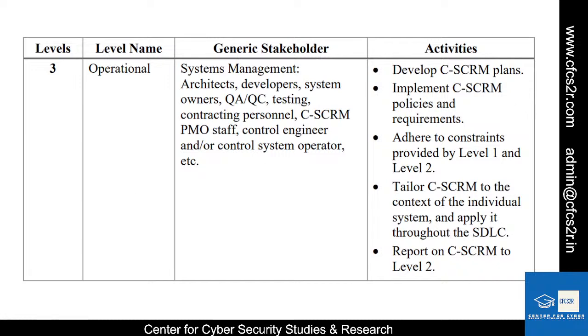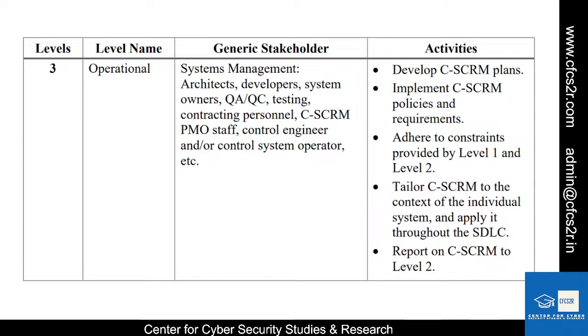Okay, let's go to level 3, that is the operational level, after which we will take a 15 minute break. At level 3, we have the operational level: system management, architects, developers, system owners. So basically, the people who are running the system, the asset owners, or sometimes the people who are taking care of the entire system, are put into level 3, the operational people. They have to develop the C-SCRM plans, implement SCRM policies, and adhere to the constraints provided by level 1 and level 2.